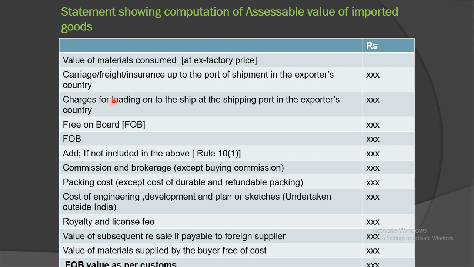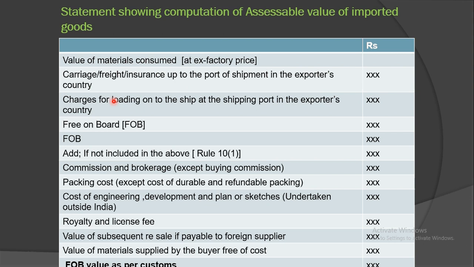After that, any charges paid by the exporter for loading of the goods onto the ship or aircraft are also added. After adding these expenditures into the cost of the product, the cost which comes out we call free on board, because the exporter is free from all his liabilities after loading of the goods. That's why we call it free on board. After this, the exporter has no monetary liability on these goods.